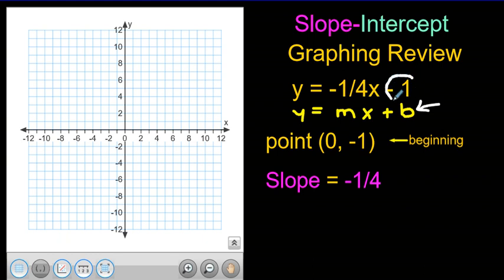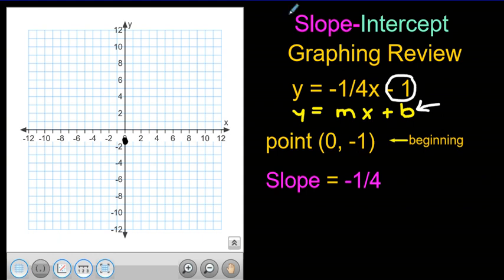This -1 is where it crosses the y-axis. So if we come over here, I know that it's going to cross the y-axis right here at -1. So whatever that value is right there, that y-intercept, that is your starting point when you're given slope-intercept form. Okay, so the x value is 0. Since it's where it crosses the y-axis, you're not going left or right. You're just going to go down 1 unit. So this gives us our starting point.